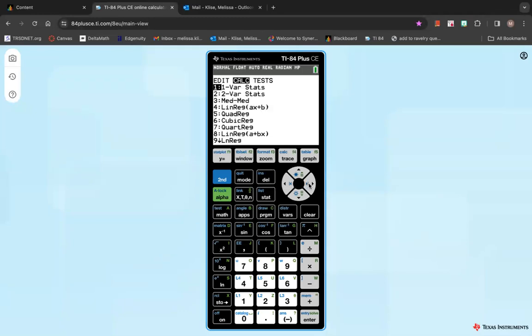Go stat, arrow over to calc, go down to number 4, LinReg AX plus B, and enter. Your L1 and L2 should still be there. Hit calculate, and now it should be there. Is it there? I hit calculate. No, it's not. Are you sure you did on and not off? I'm sure. Let me try it again.